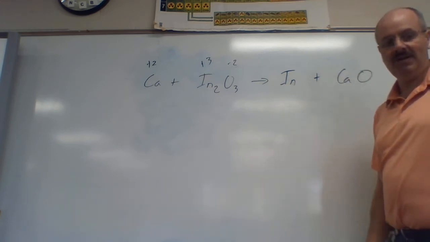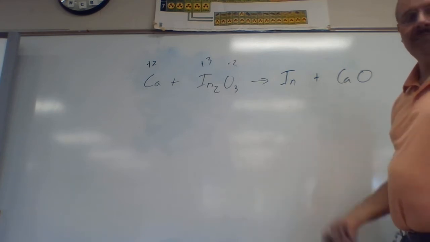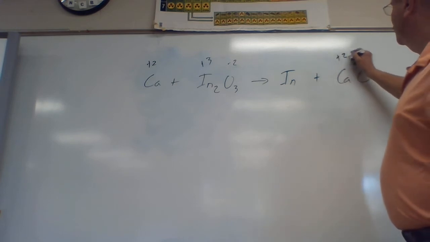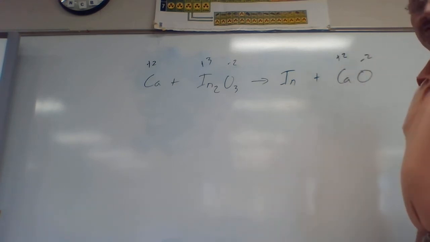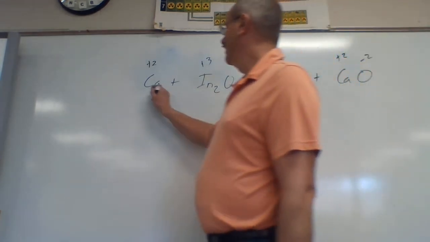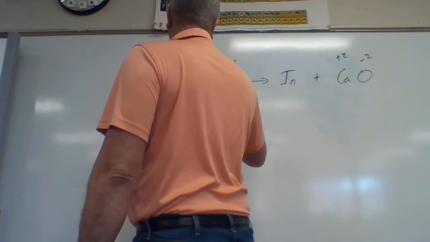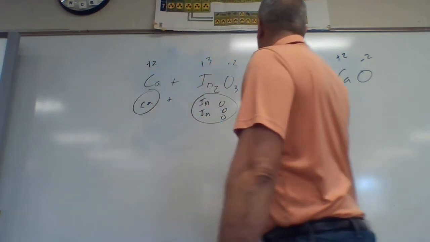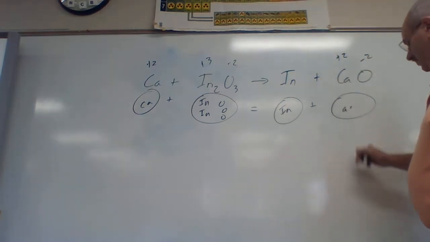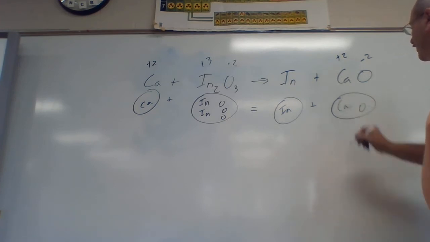Don't bring any numbers across. Now we go through and look, is indium diatomic? No. Iodine is, but this is not iodine, it's indium. Ca is +2, O is -2. So that's my formula for that. Now all I gotta do is balance it. So I've got a Ca plus, I've got 2 In's, 3 O's. That's equal to an In plus a Ca and an O.